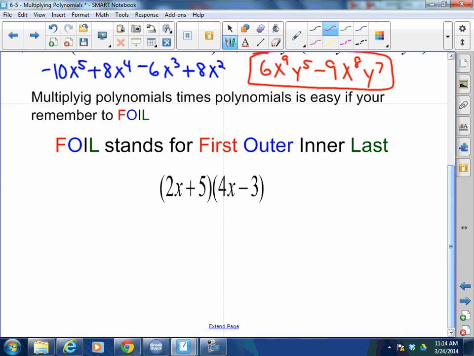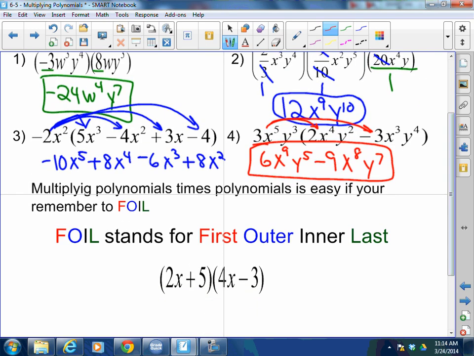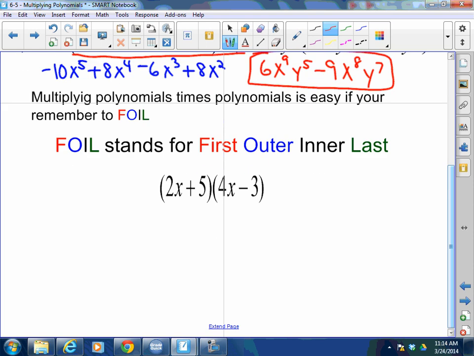Now, sometimes we have to multiply polynomials times other polynomials. Okay? If you noticed, what we did here was multiply monomials together. And then we multiply monomials times a polynomial using distributive property. But here, sometimes you have to multiply polynomials times polynomials. And in this case, I want you to remember the FOIL method.